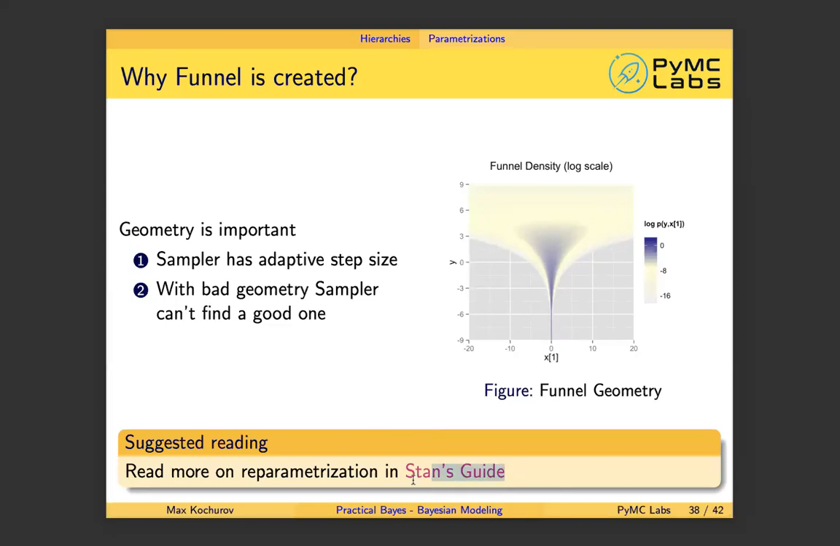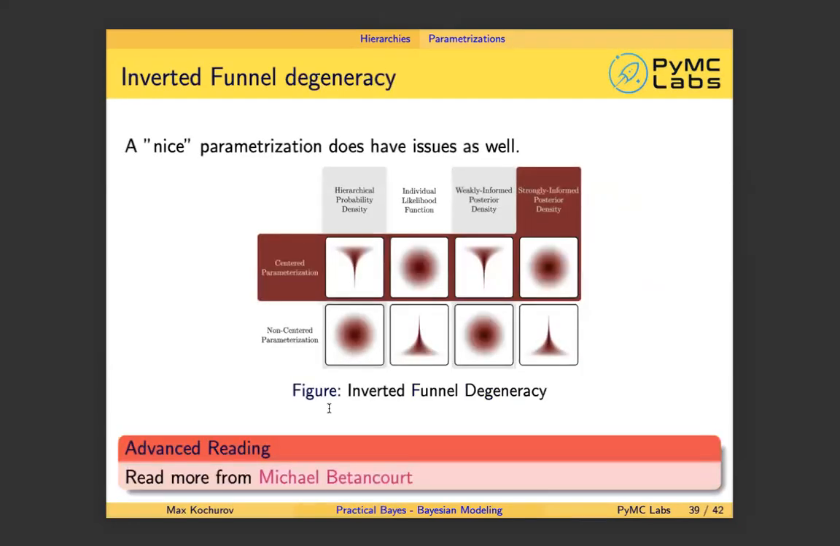You can have a nice read from Stan's guide about how to choose and set parameterizations and how to avoid such things. Another good reading, but it is much more involved, is from Michael Betancourt. He discusses not only the degeneracies of centered parameterization, but also, surprisingly, the pitfalls of non-centered parameterization.